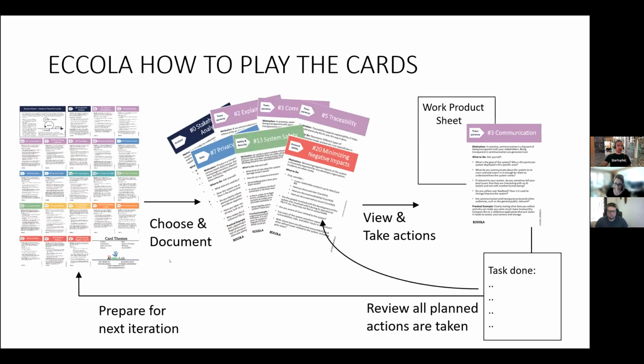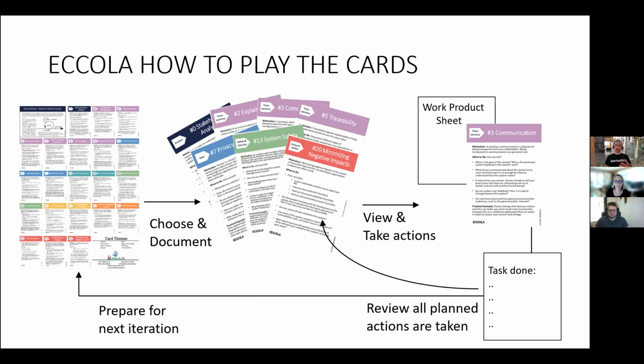This is one example of how ECCOLA could run in development. So you have all the 21 cards. You select some for an iteration. For example, here they have selected seven cards. Then you review and take actions during the actual programming. You document in the work product sheet what kind of actions you have taken, maybe produce a user story.